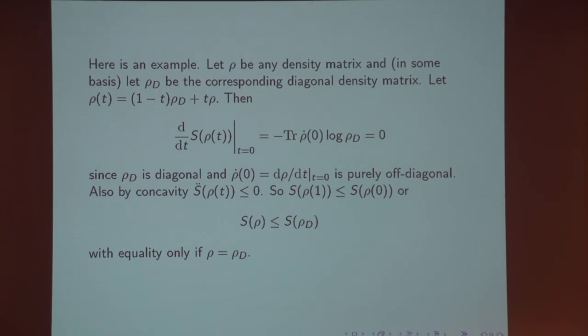Yes? Well, this is a comment, but you can get the same result directly as an averaging statement by averaging over phases that you multiply the off-diagonal elements by. It's just another proof of the same statement. Thank you.